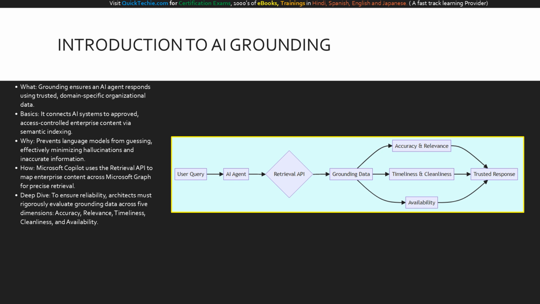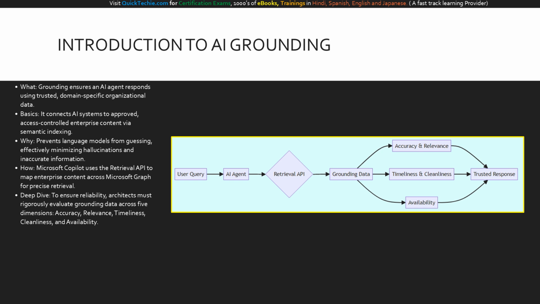In simple terms, it ensures that your AI agent responds using trusted, domain-specific organizational data rather than its own internal training data. This is the absolute foundation of reliable AI. Why do we do this? Because without grounding, language models can guess or hallucinate, providing confidently incorrect answers.